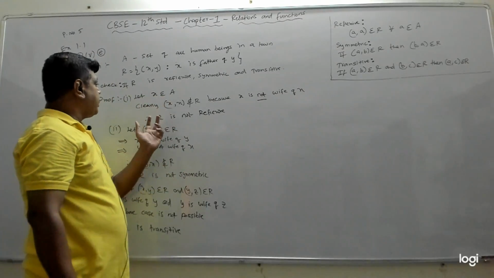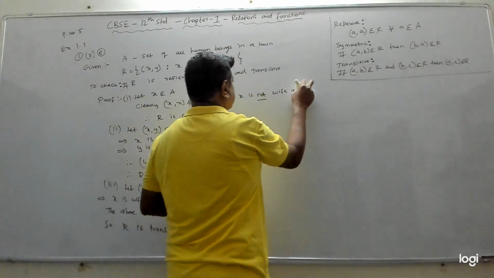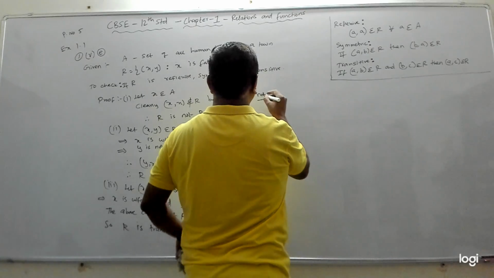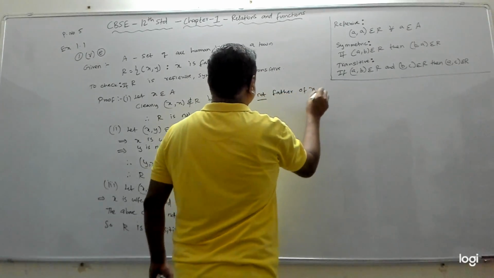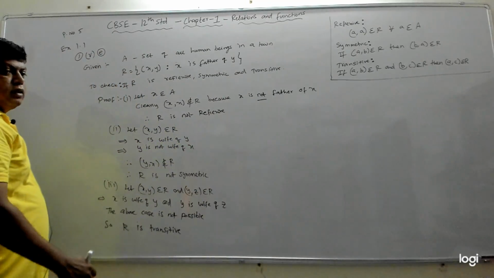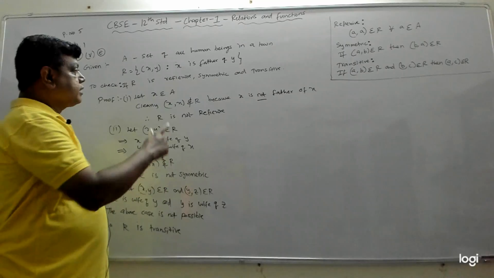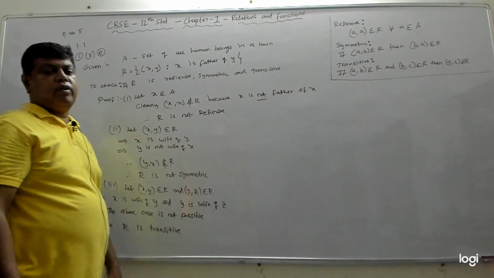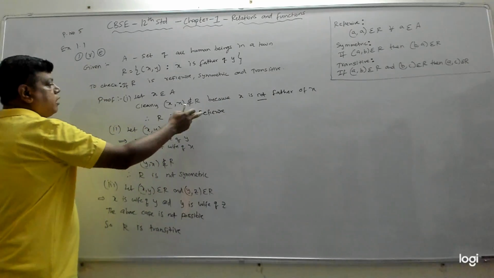Let X belong to A, then clearly X comma X does not belong to R because X is not father of X. A person cannot be father to himself, right? X is not father of X. Therefore, X comma X does not belong to R. Therefore, R is not reflexive.